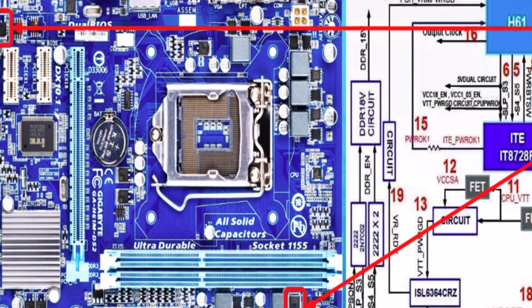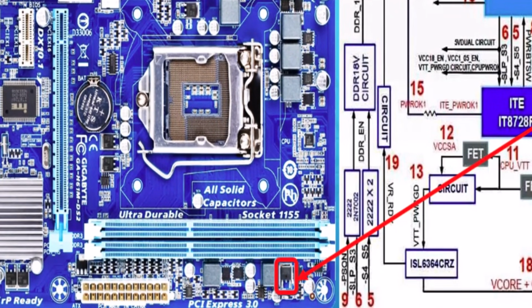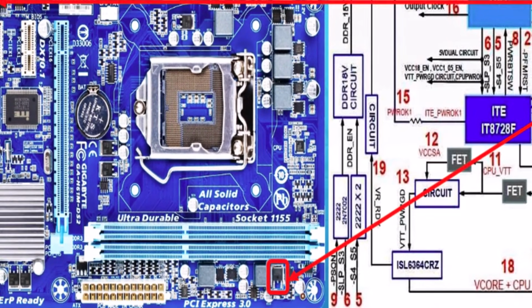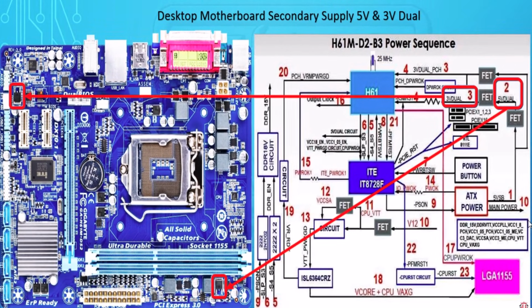For repair technicians, this area is critical. If a motherboard appears dead, the fault often lies here. If the 3V dual rail is missing due to a faulty MOSFET, the PCH and the ITE Super I/O chip will not receive power, and the system will fail to start. By verifying the voltage at these specific points first, you can diagnose no power issues much more efficiently.